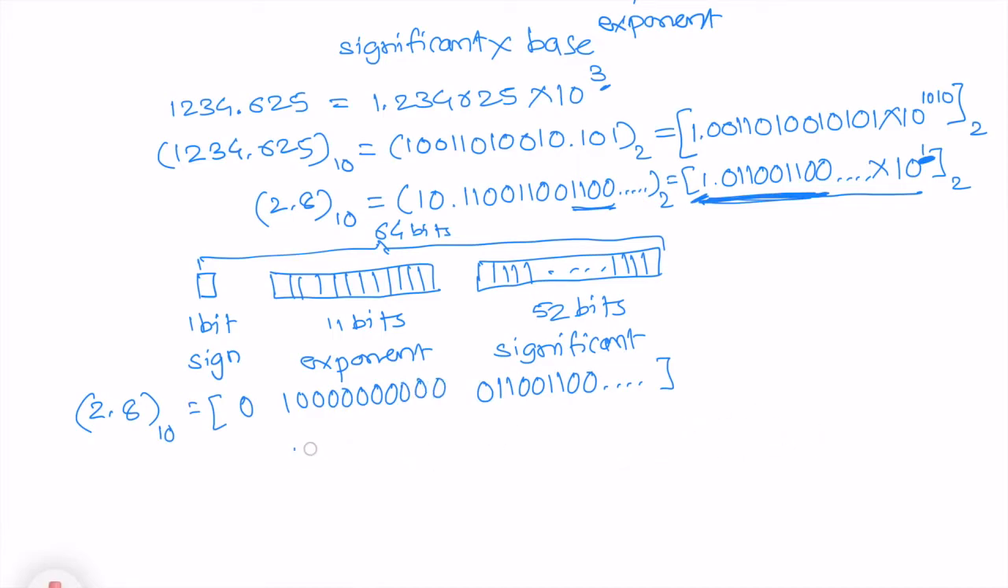So this is how 2.8 looks like in memory. Similarly, let's see how the number 2 is stored in memory. It is positive, so sign is 0. Significand is going to be all zeros, and exponent is going to be same as 2.8.